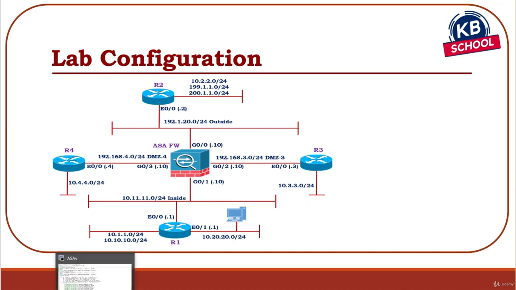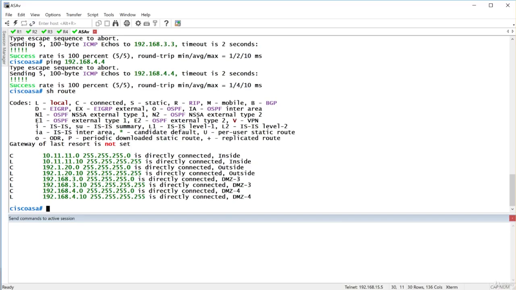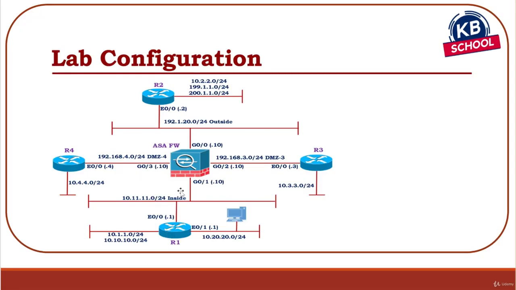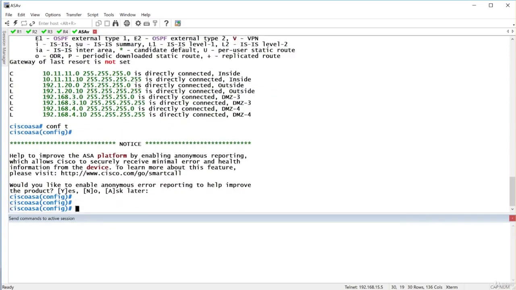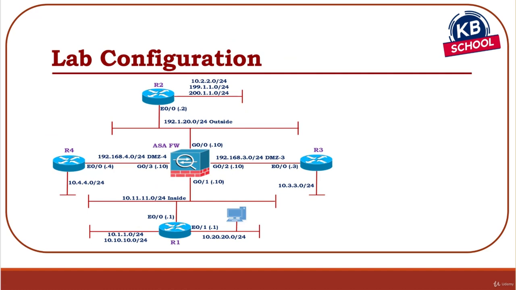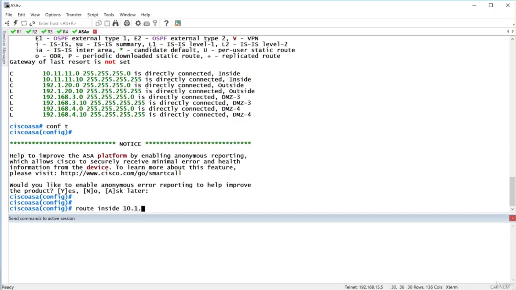So I will go over here. I'll start with the inside networks. What do I have on the inside? I have 10.11 directly connected. I have 10.1, 10.10, and 10.20. So go into global config, route inside, because I'm going towards R1. That's my objective. My exit interface is going to be this inside interface over here, because I want to reach 10.1, 10.10, and 10.20. The next hop is going to be 10.11.11.1. So let's put that in over here and have my internal connectivity established.